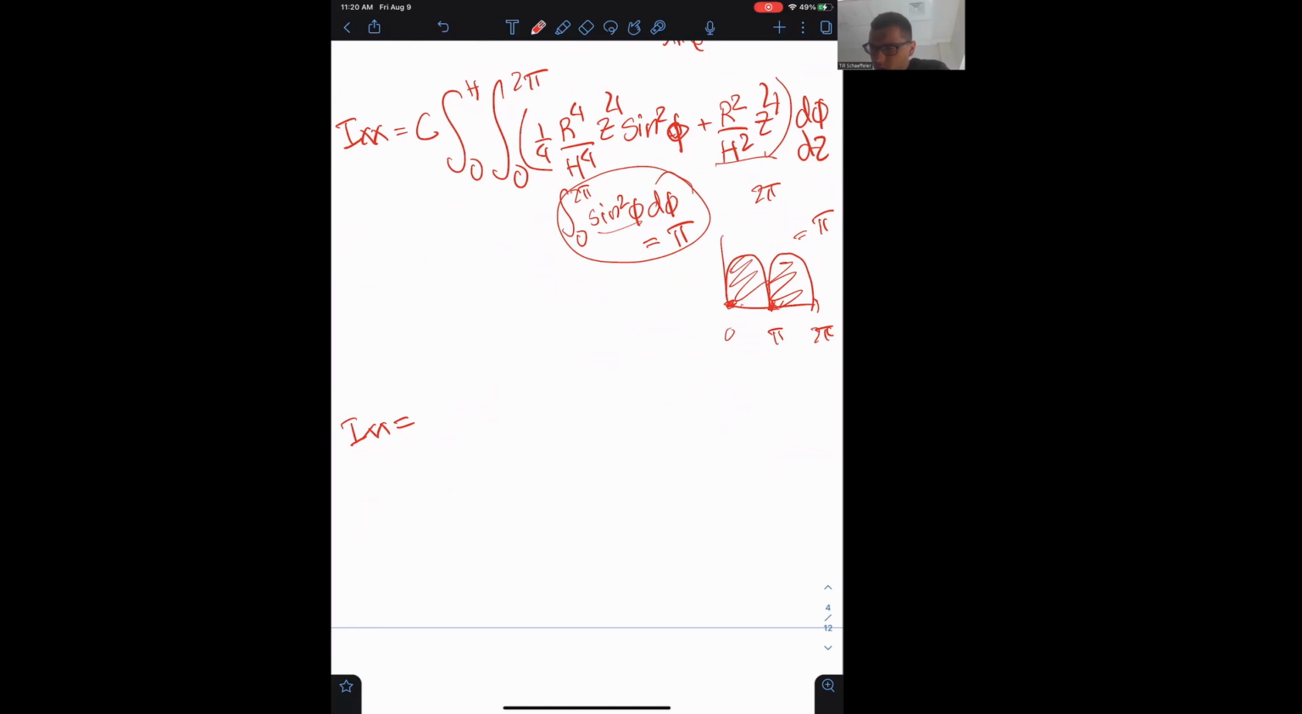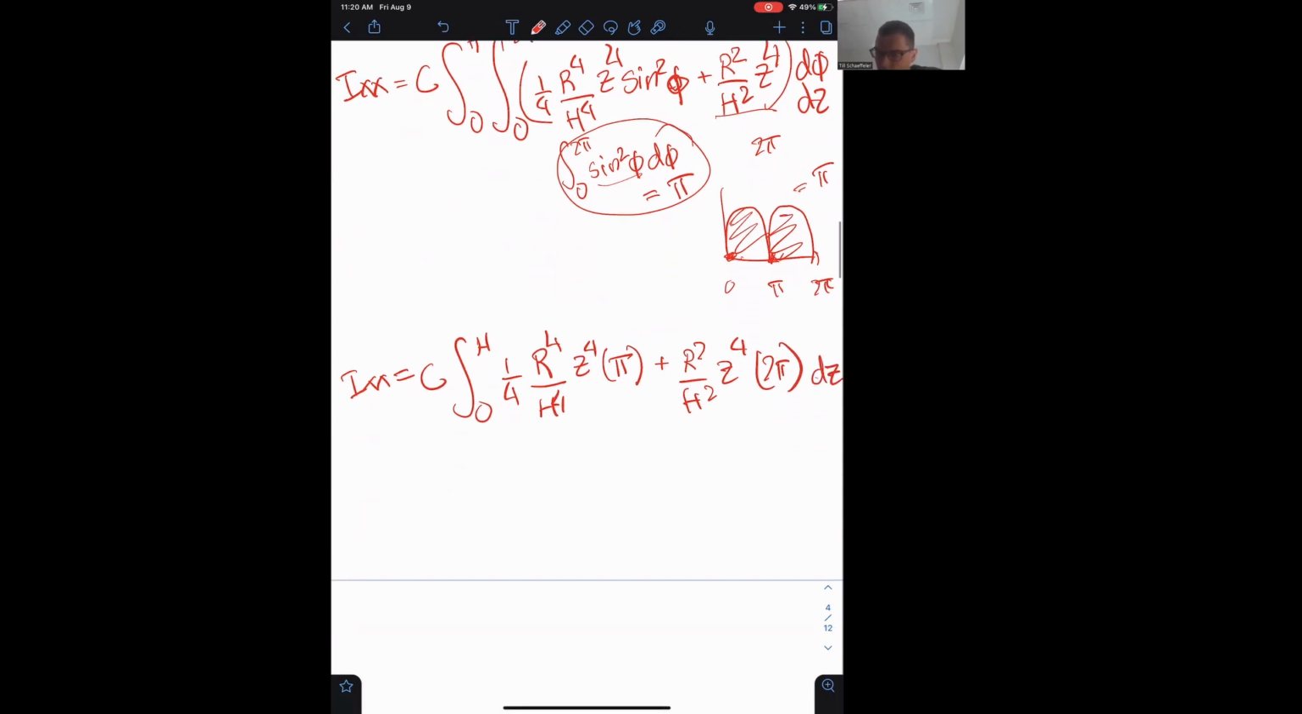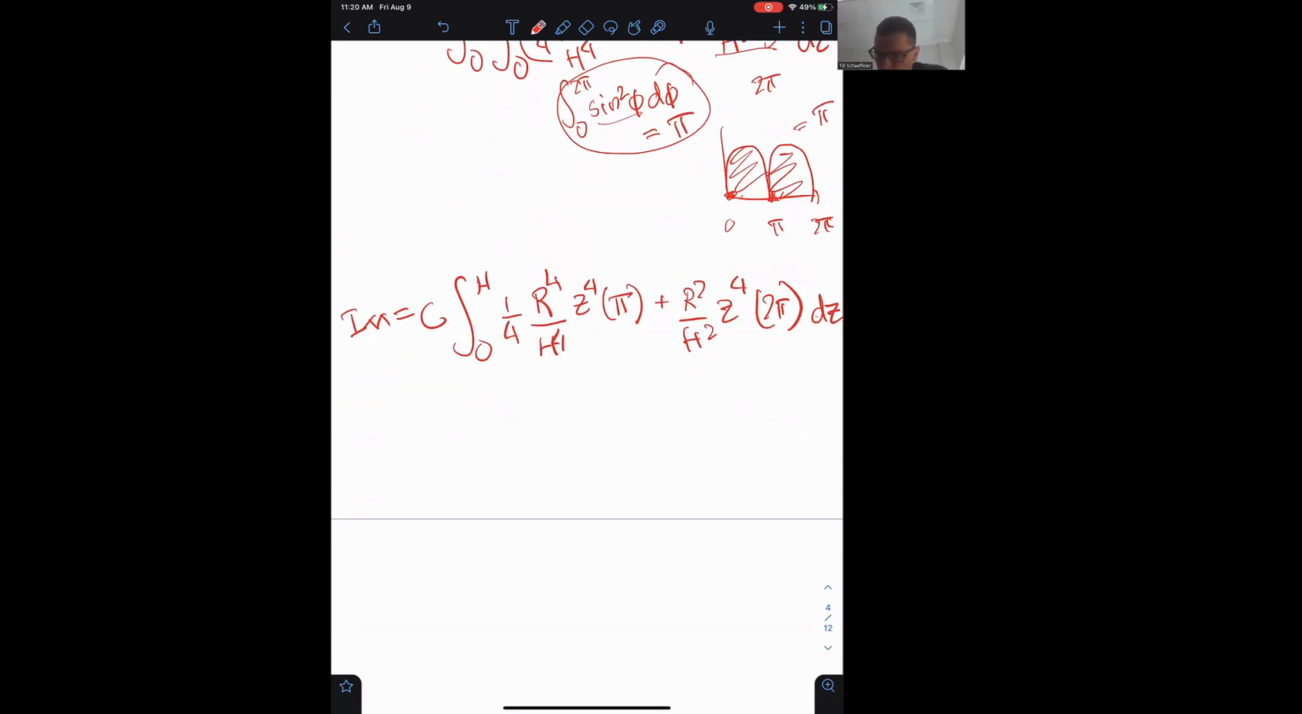Okay, so let's keep going. This is C, 0 to h. So we have all the stuff that was there, r to the fourth over h to the fourth z to the fourth. Now this just pi from the integral over phi, plus r squared h squared z to the fourth times 2 pi there. And now we just have the integral over z.